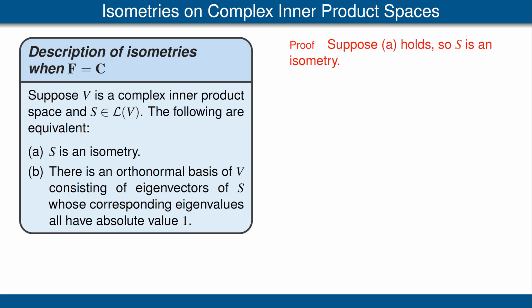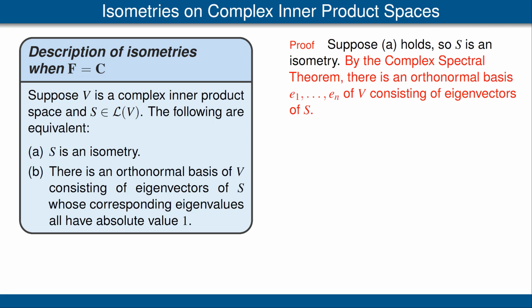Let's look at the proof of this result. Suppose condition A holds, meaning that S is an isometry. As we proved in our previous result, this implies that S star equals the identity and S star S equals the identity. In particular, that means S star equals S star S. In other words, S commutes with its adjoint, thus S is normal. The complex spectral theorem gives a description of normal operators on complex inner product spaces of finite dimension. It says there's an orthonormal basis, E1 up to En of V, consisting of eigenvectors of S. By the way, this is where we use the hypothesis that V is a complex inner product space.